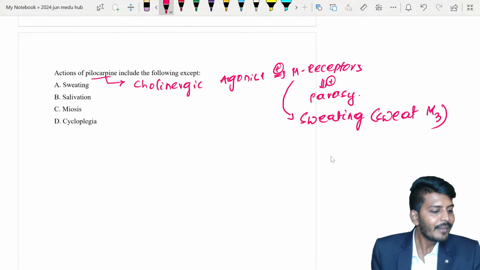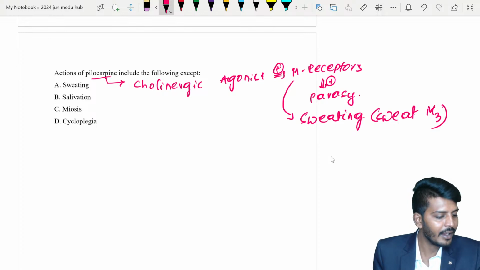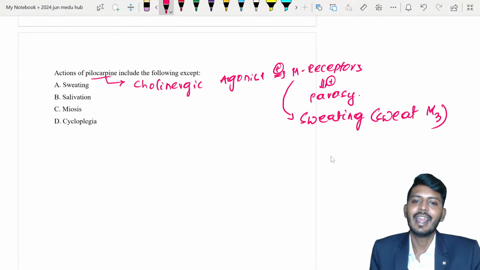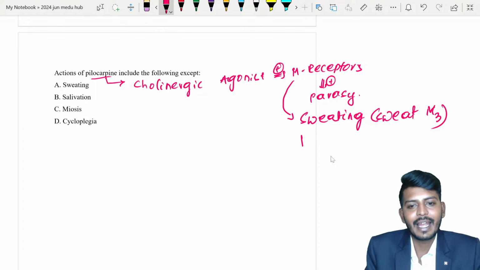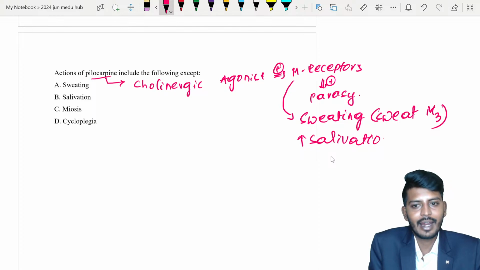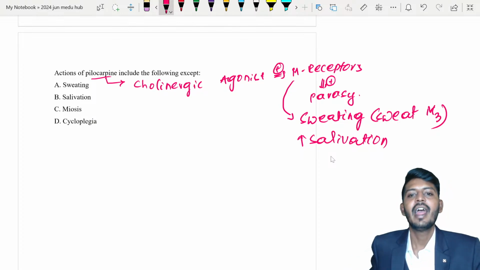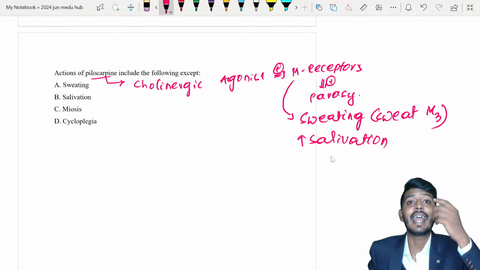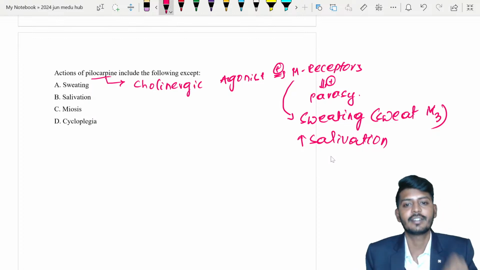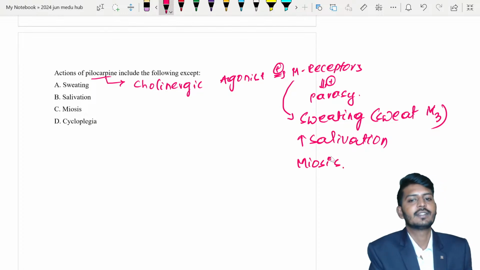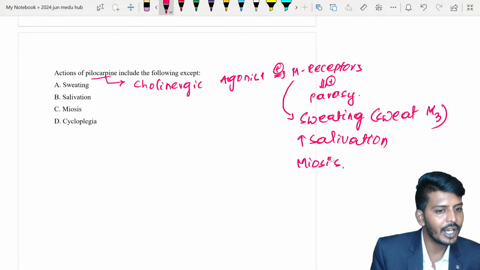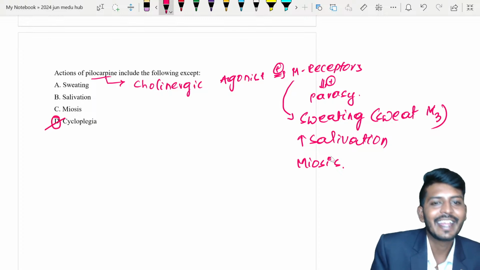Okay. So all of you are saying C, but some of you are saying D. Let's see. Okay, sweating will be there. Then increase of parasympathetic activity, so definitely increase of salivation will be there. Now parasympathetic effect on the eye: will it undergo mydriasis or meiosis? Parasympathetic activity causes meiosis. So what are we not going to see?